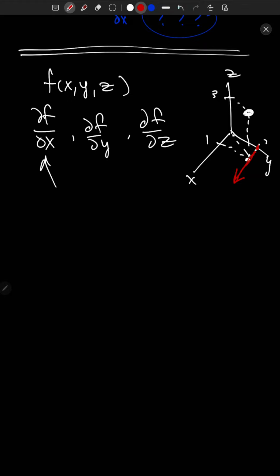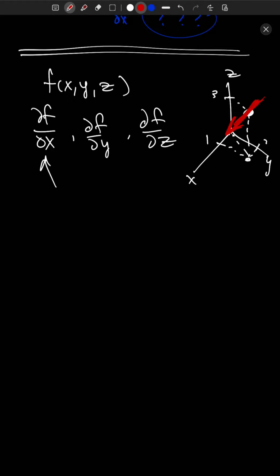Sorry, I probably should have drawn that up where my point of interest was. So let me draw it up here, right there. So z is fixed. This line that I've drawn is completely constant at a height of 3. Its y value is constant at 2. Only the x is changing. And so when you calculate df dx, just treat all your y's and z's as constants.